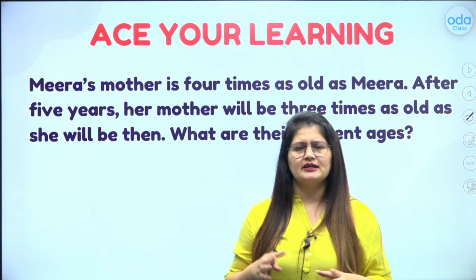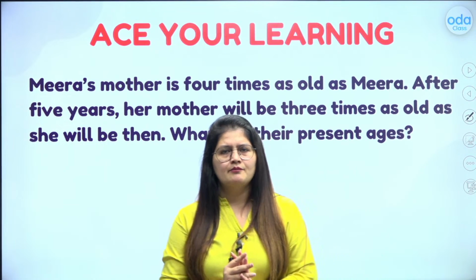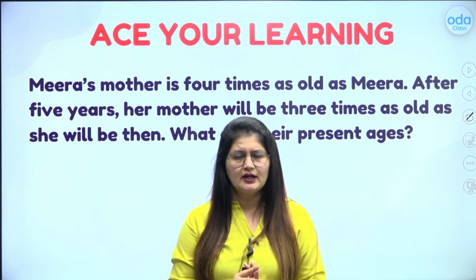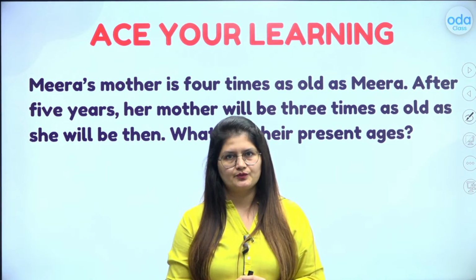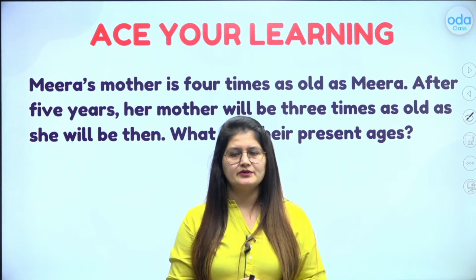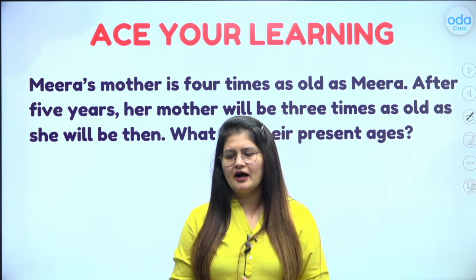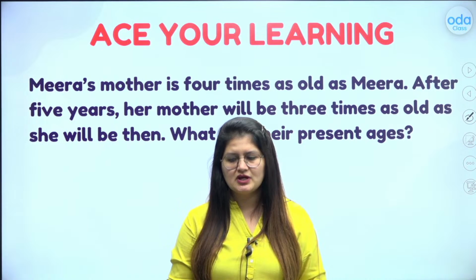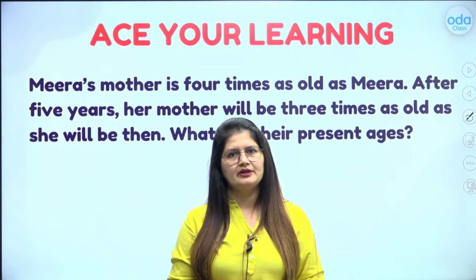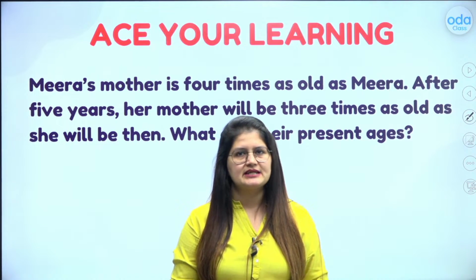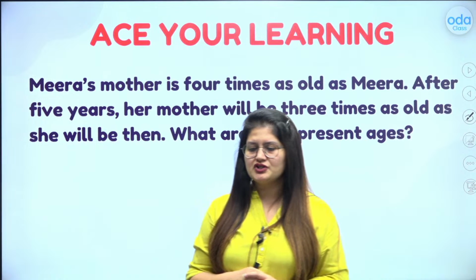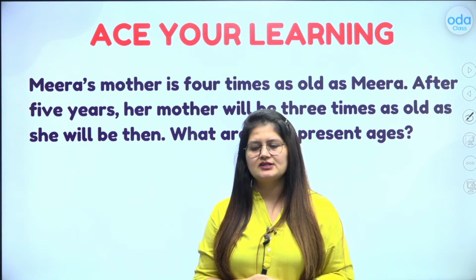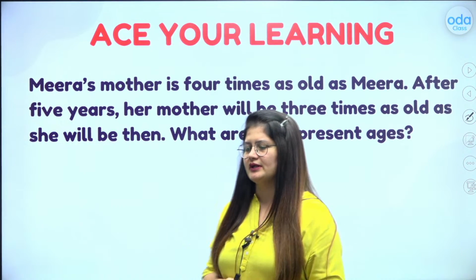So firstly, whatever is the age of Mira, Mira's mother's age is actually 4 times her age. Now what happens? After 5 years, her mother will be 3 times as old as she will be then. What are their present ages? Now, the question says that Mira's mother is 4 times as old as Mira.